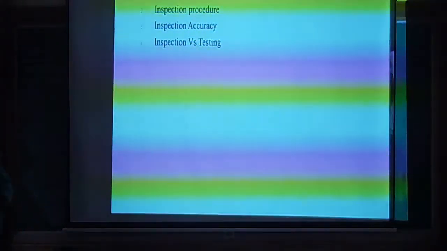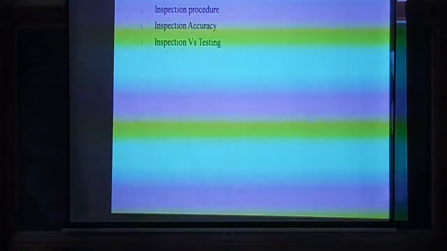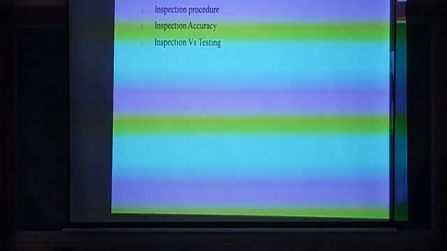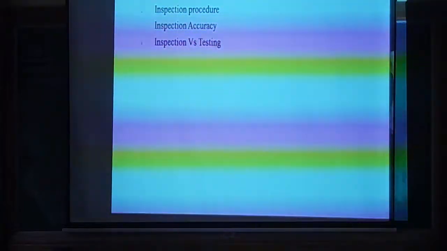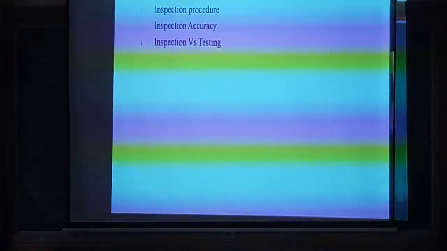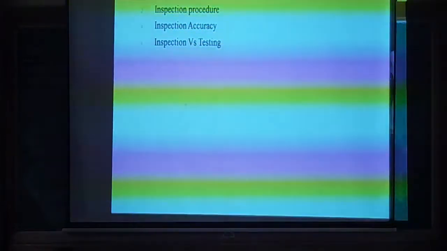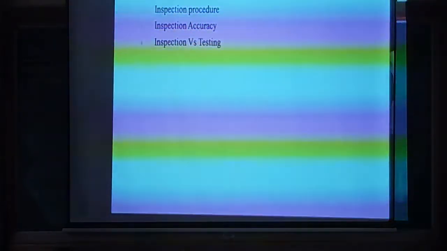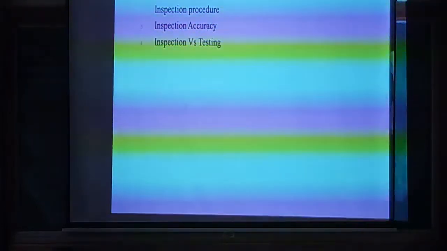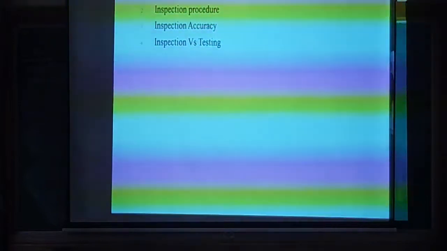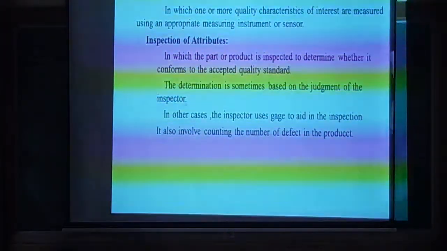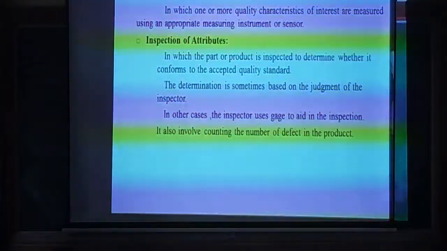What are the fundamentals of inspection? Usually there are four types. The first one is the types of inspection. Second one is the inspection procedure: what is the procedure for the inspection? Third one is the inspection accuracy: how accurate is the inspection you are doing? And the fourth one is inspection versus testing: how you are going to inspect and how you are going to test. So these are the four fundamentals of inspection.